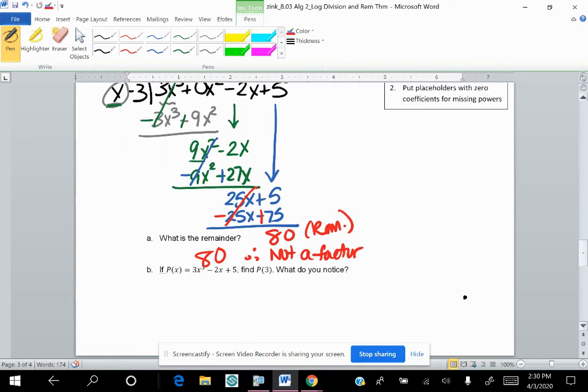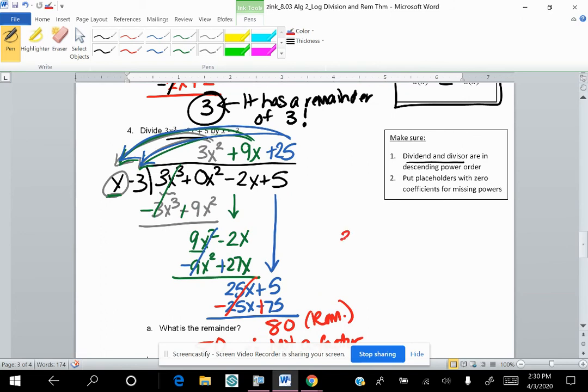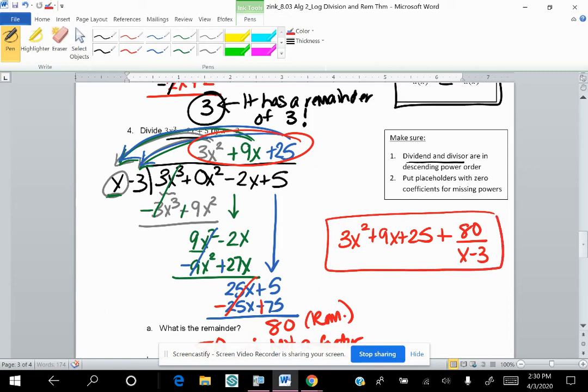Part B, so actually before we do part B, let's write our answer out. So our answer is going to be 3x to the second plus 9x plus 25, so I got that right here, plus my remainder, which is 80, over my divisor, which is x minus 3, would be my final answer.